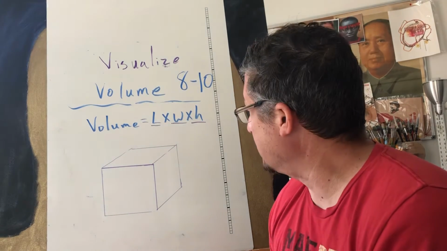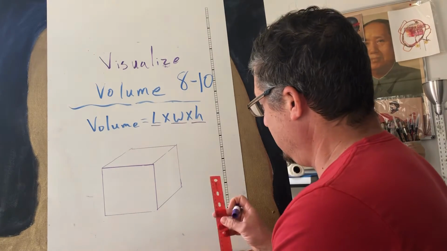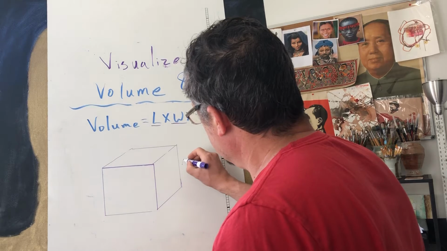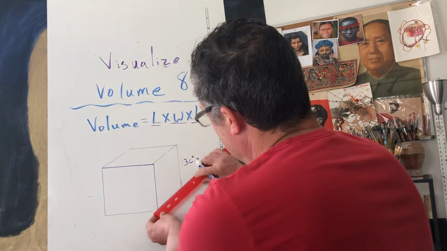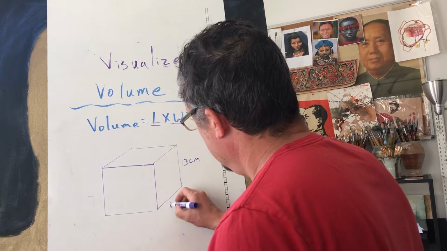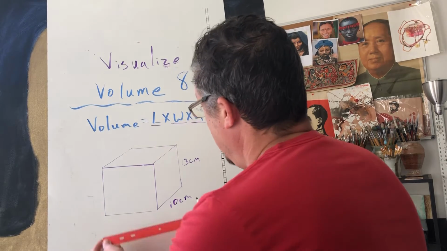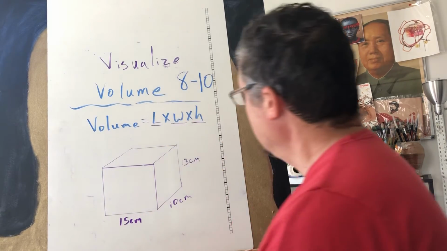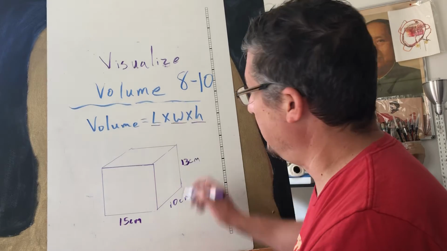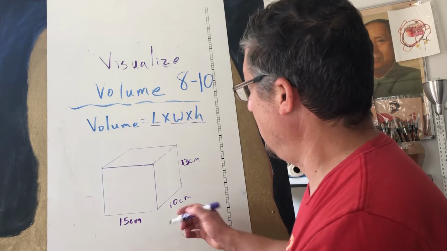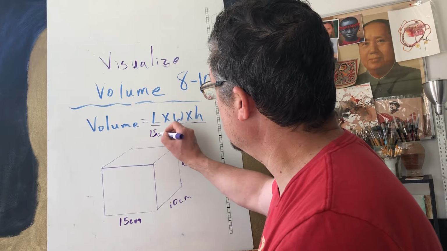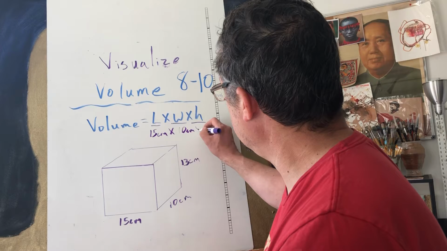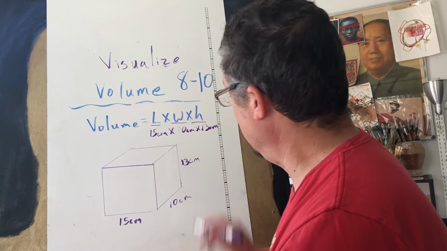Okay, well, here's our cube. So we got to find out, let's use centimeters and we'll measure it. This side, the height is 13 centimeters. The width, 10 centimeters, and the length is 15 centimeters. Okay, so this is pretty simple. I just have to do the math and multiply. So my length, 15 centimeters, times my width, 10 centimeters, times my height, 13 centimeters.